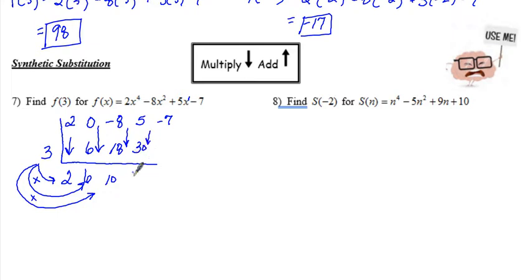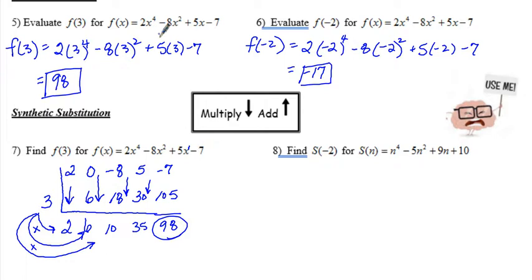5 plus 30 is 35. 3 times 35 is 105. -7 plus 105 is 98. Your last number here is your answer, f of 3. F evaluated at 3.